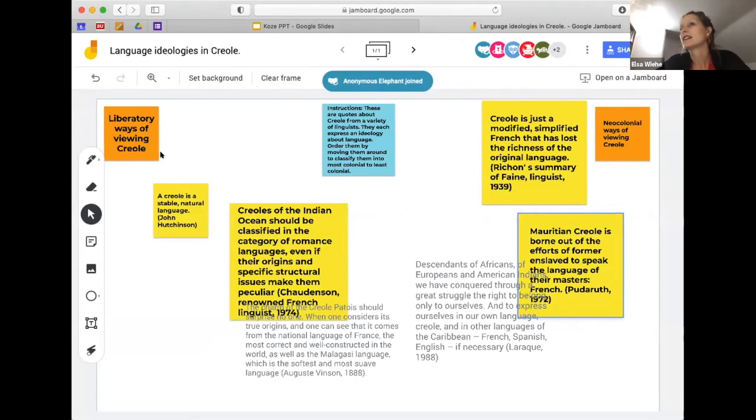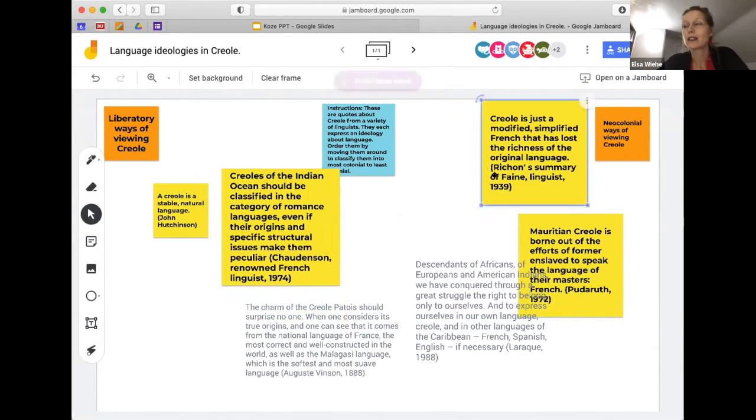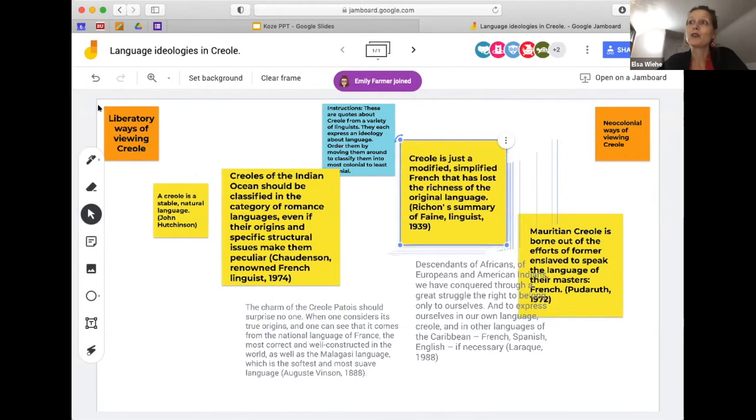The task here is really to take a quote. Oh, good, I'm glad you're all on there. You have two poles here. The instructions are in the blue, and feel free to copy this Jamboard if you want to use it or adapt it for a different activity. So definitely make a duplicate of it.